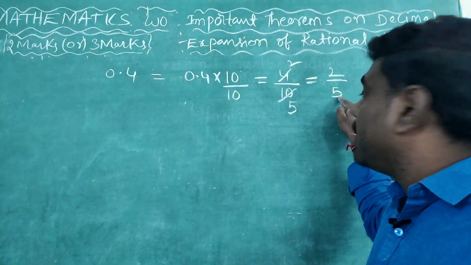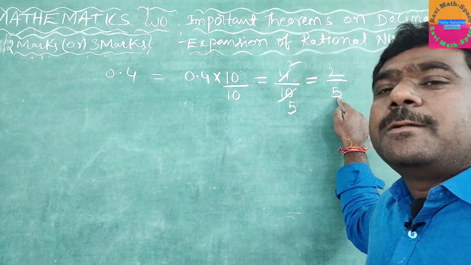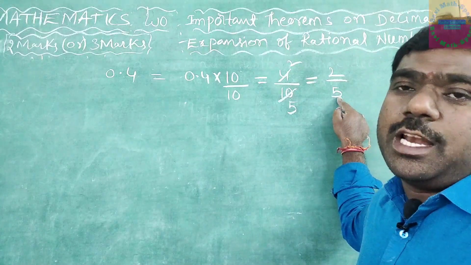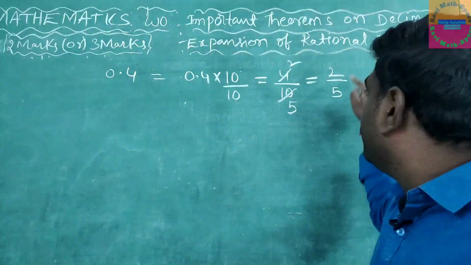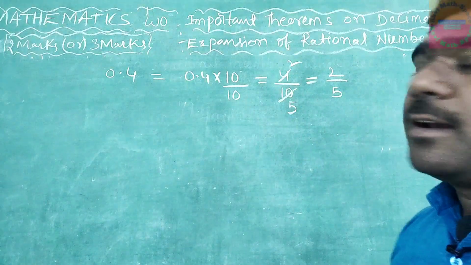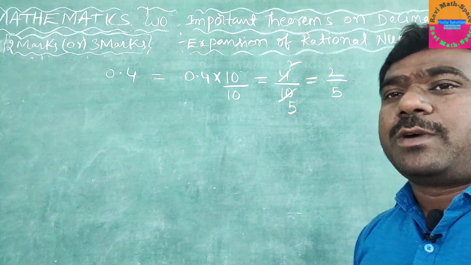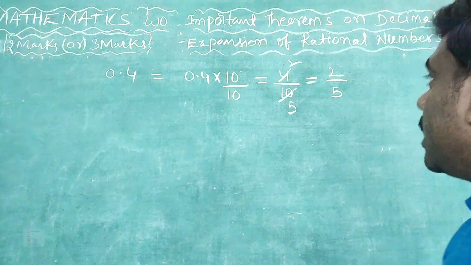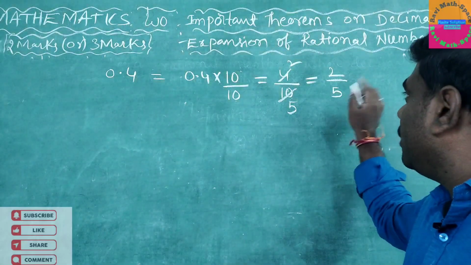Now it is in the lowest form of the rational numbers. Now 2 by 5 is called the lowest form of the rational number. It is 1 mark.